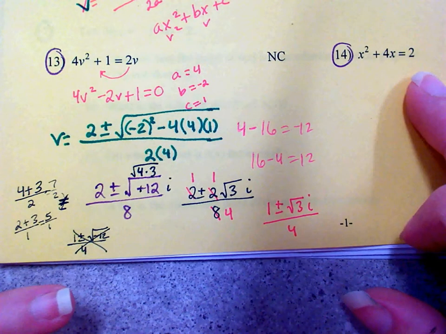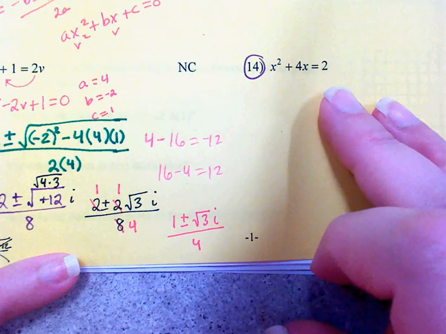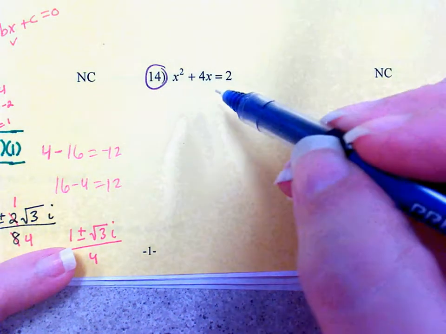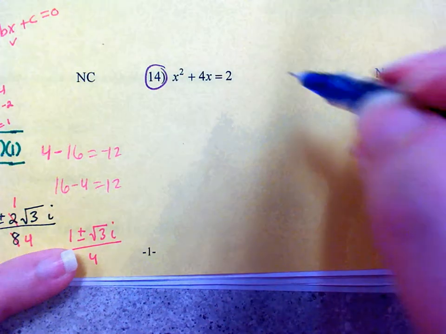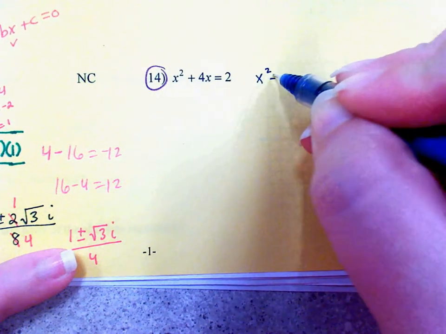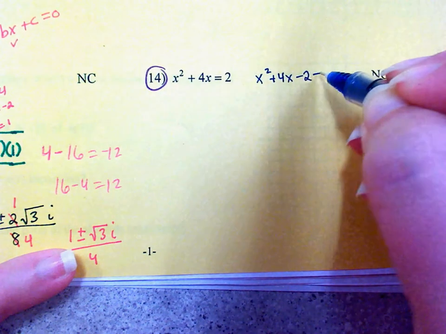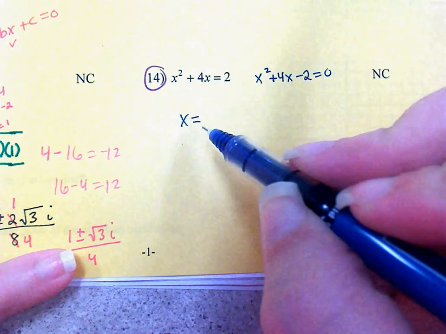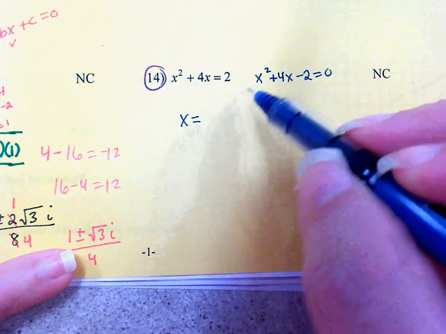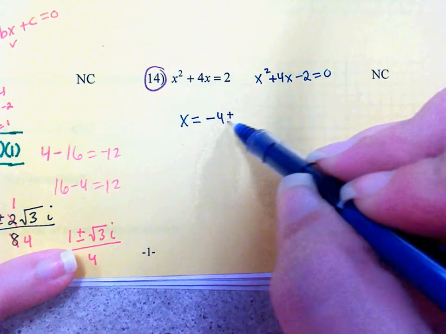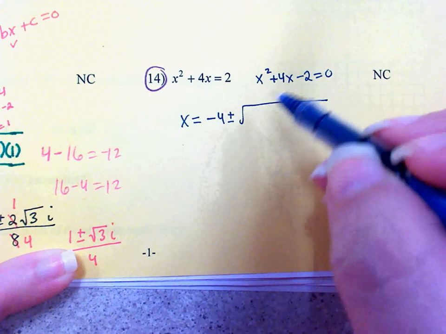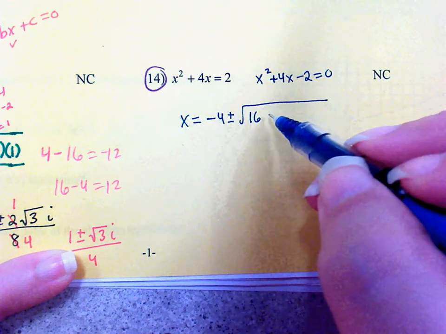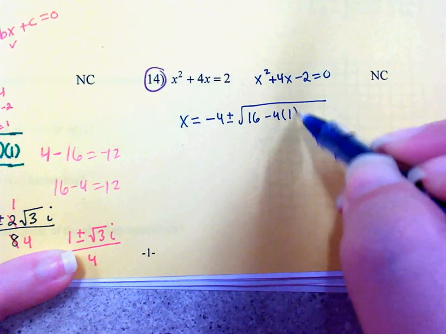Okay? So now let's do 14. Okay. So, not in standard form, which means I need to subtract the 2. x squared plus 4x minus 2 equals 0. So x equals opposite b. So opposite b would be opposite of positive 4, negative 4, plus and minus the square root of b squared. So 4 squared is 16. I'm going to go ahead and write that in there, b squared, minus 4 times a, which is 1, times c, which is negative 2.